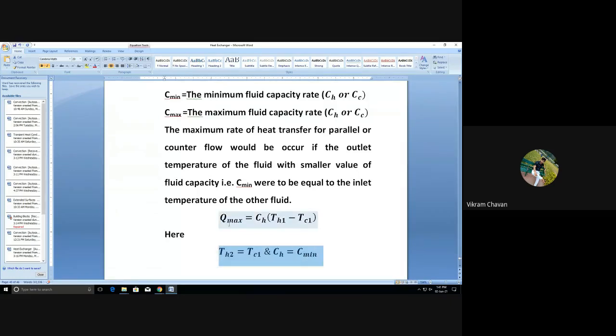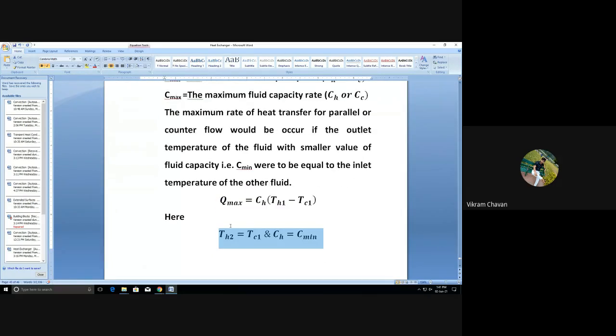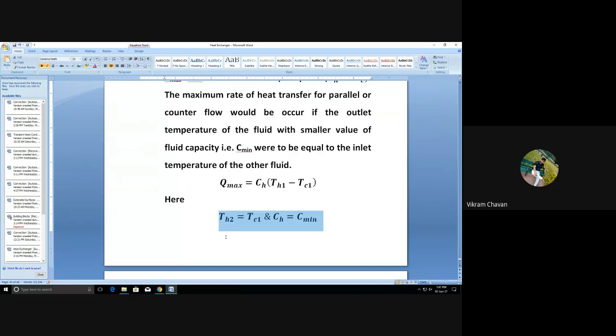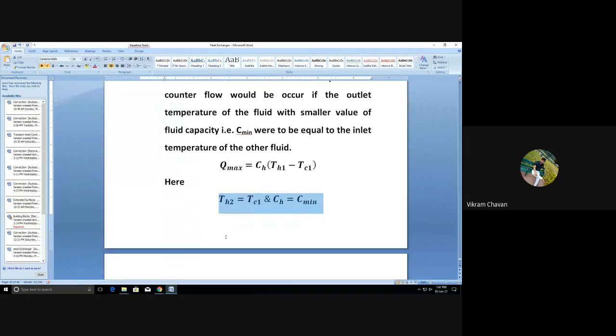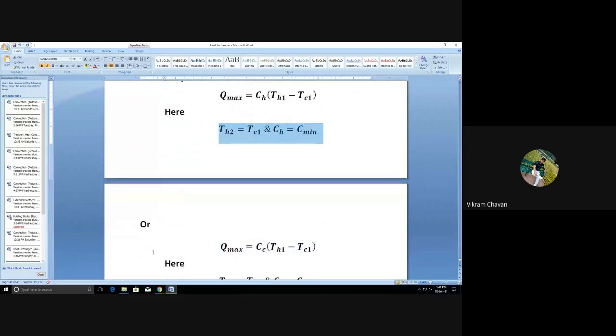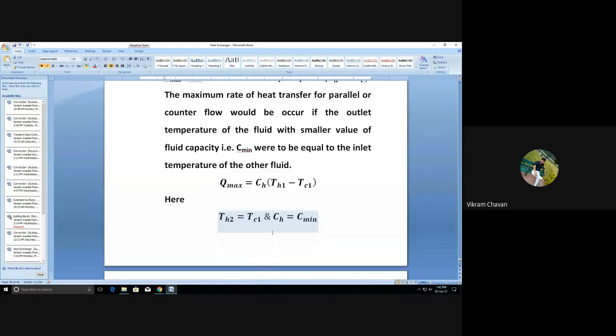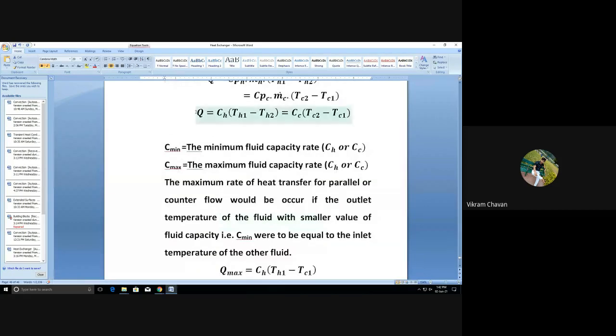Okay, so Q max. Or else we can also write that if you are getting CC as C minimum, that is the heat capacity of the cold fluid as the minimum heat capacity. So in that case you can write Q max is equal to CC inside the bracket TH1 minus TC1. Now here what we have changed about this equation. So Q is equal to CC inside the bracket TC2 minus TC1.